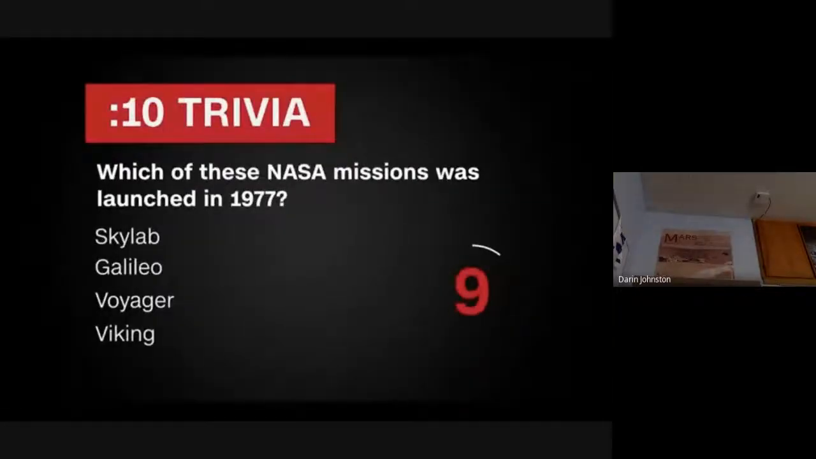10-second trivia. Which of these NASA missions was launched in 1977? Skylab, Galileo, Voyager, or Viking? Which one?